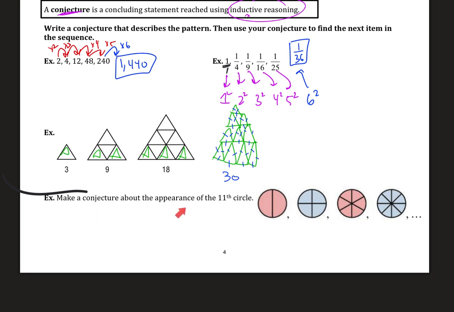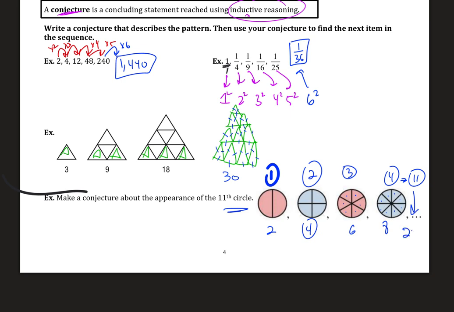Make a conjecture about the appearance of the 11th circle. So, as we can tell, the first circle has 2 sections. The second circle has 4 sections. Third circle, 1, 2, 3, 4, 5, 6 sections. And the fourth circle has 8. So if this pattern were to continue, the 11th circle, looks like we're just multiplying by 2, would have 22 sections. All right, not bad.